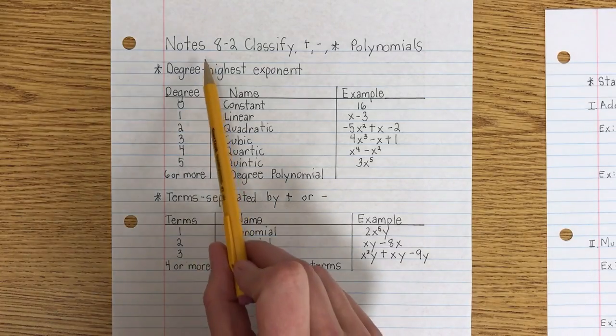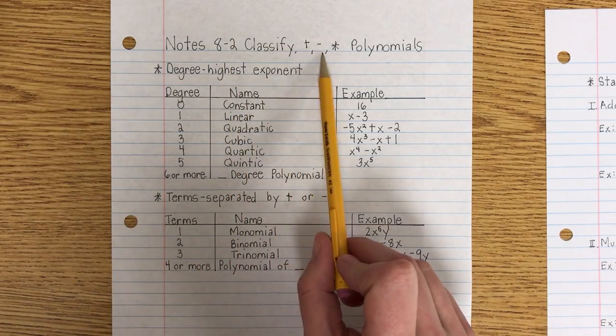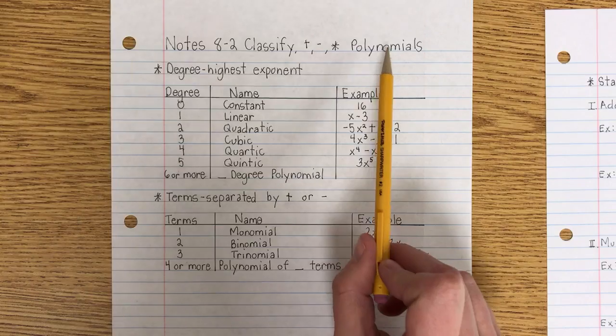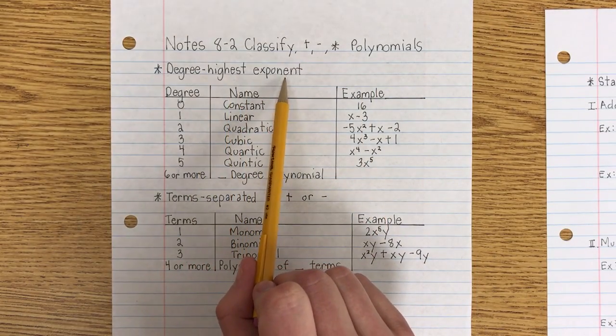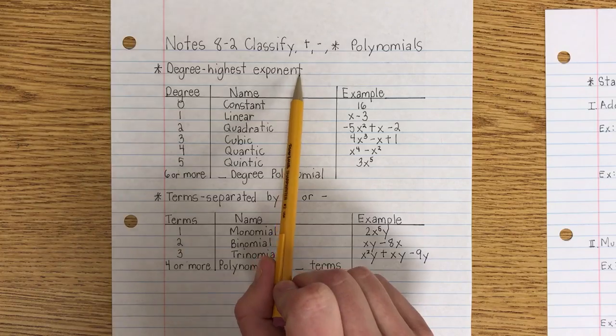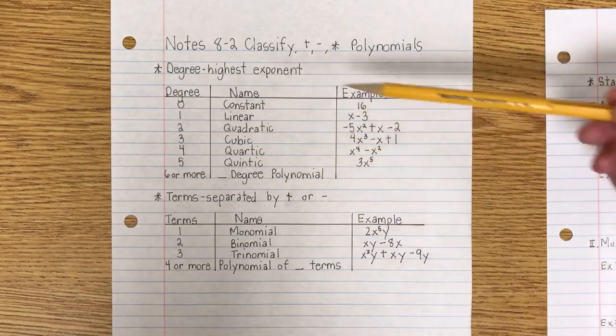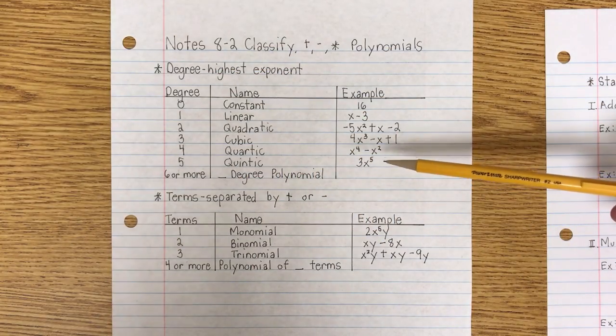Today we're looking at notes 8-2, classify, add, subtract, and multiply polynomials. So I want to remind you all that the degree is the highest exponent on the variable. So here I have made a chart that you'll probably want to pause the video and copy down.